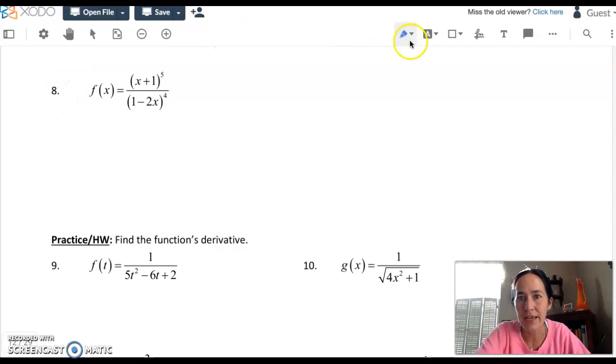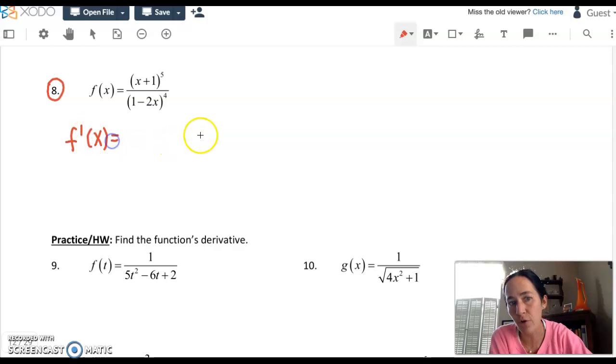Look at 8. 8 reminds me of the one that we just tried, but I've got different powers on top and bottom. So a binomial to the fifth over a binomial to the fourth power. You've got some options here. I'm going to try this by quotient rule just to give you one method that could work pretty well. And we have to keep track of all parts of this, and we're going to need a lot of space.